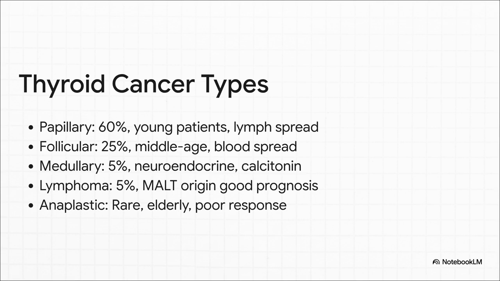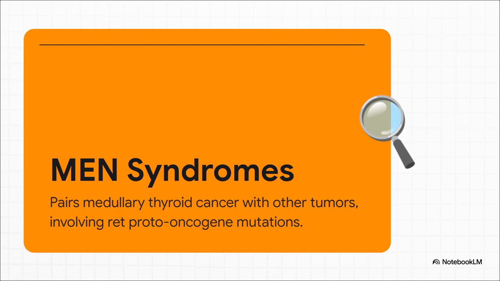But what's really fascinating here is the 5% of medullary cases. These are neuroendocrine tumors arising from C cells that produce calcitonin, and they require a much deeper genetic understanding on our part. Because medullary thyroid cancer is so often tied to multiple endocrine neoplasia or MEN syndromes, we can't just look at the neck. We have to look at the whole patient.